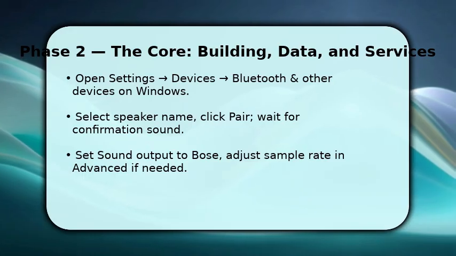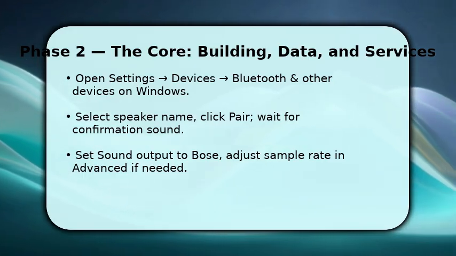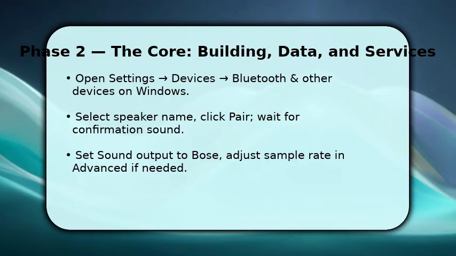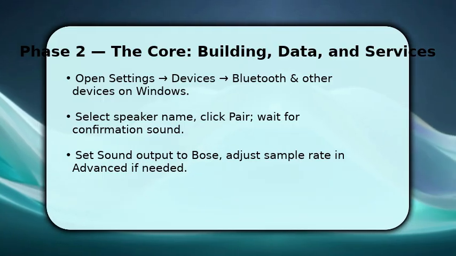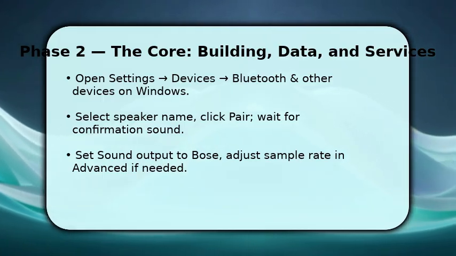If audio stutters or quality is off, make sure the output format matches your media by using Device Properties, right arrow, Advanced, and selecting a standard sample rate. This prevents resampling artifacts and dropouts.